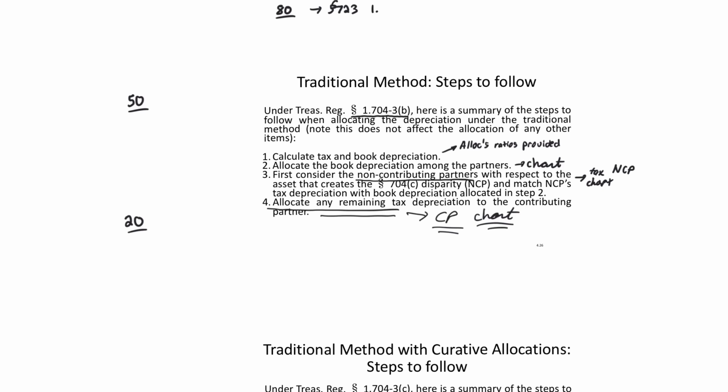Step 1, we calculate tax and book depreciation. Well, for tax depreciation, we're going to take 80 divided by 5 years. There's 5 years of depreciation. Remember, we step into the shoes under the Reg 1.167. Kiwi had the property for 5 years. It would be 10 years if you bought it new. So the partnership is going to depreciate the remaining 5 years. So 80 divided by 5, what's that equal? 16.